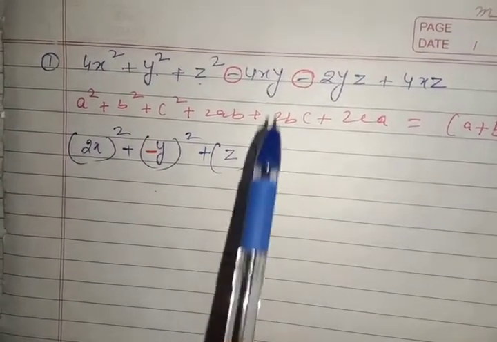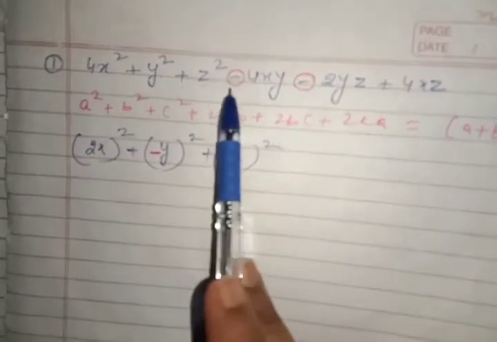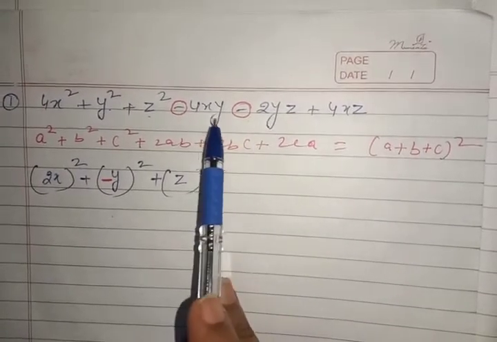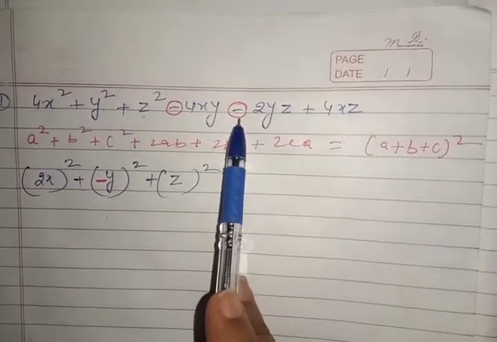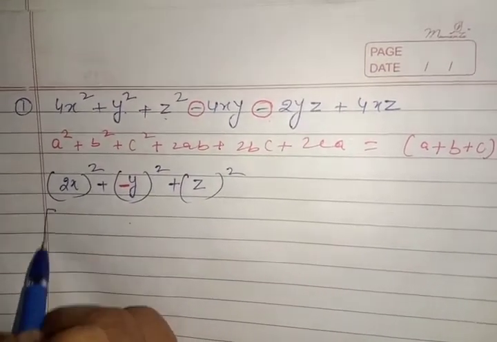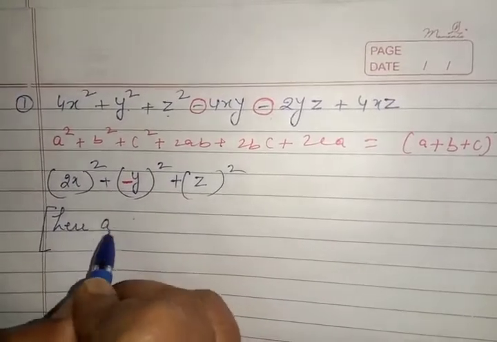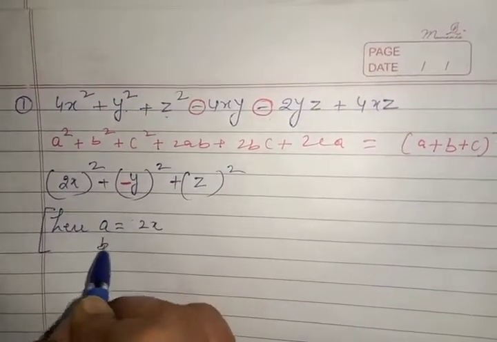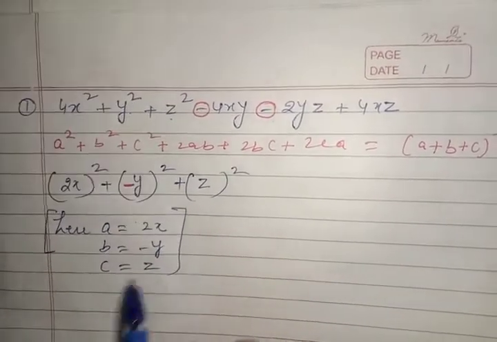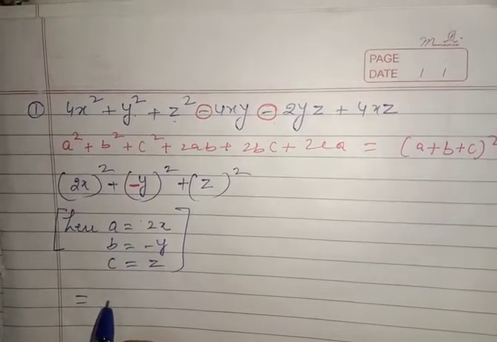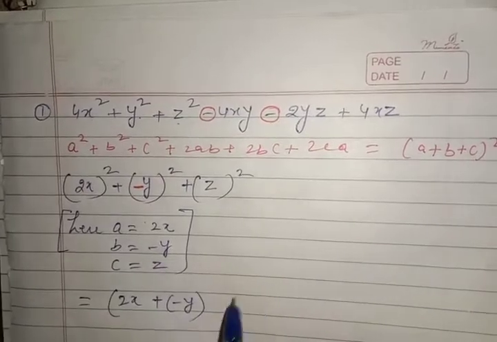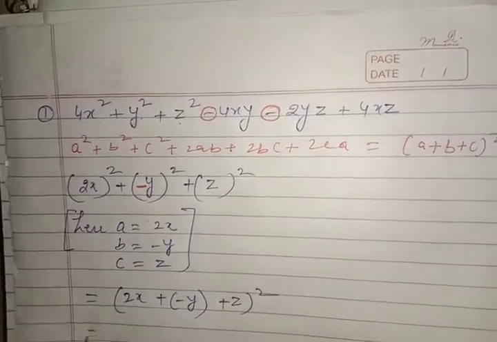Again I am telling you, just see the two terms which have minus sign, and see the common English letter which is there with them: y. It means our y term carries minus sign. And now we will write here that our a is 2x, b is minus y, and c is z. After getting this, we can write the answer directly, which gives us a plus b plus c whole square. So a plus b plus c whole square.